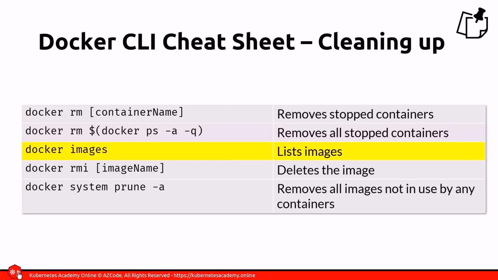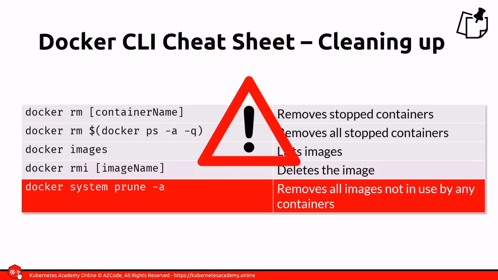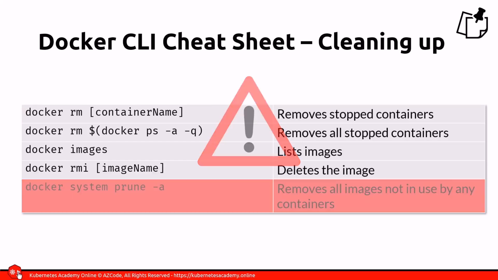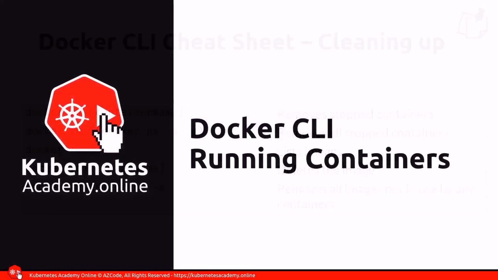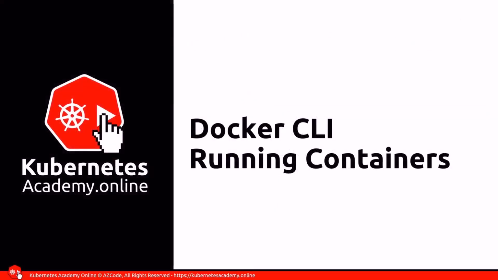The images that you pull will be cached locally. You can get a list of these images using the docker images command. Use the remove image or rmi command to delete an image from your machine. After a while, you may end up with a bunch of images. To do some spring cleanup, use the system prune command. This will delete all the images currently not in use, so be careful using this command. And this concludes this lecture on the Docker CLI.